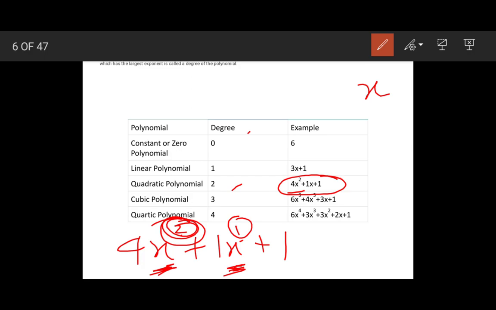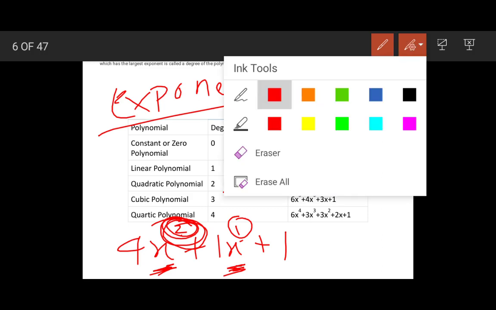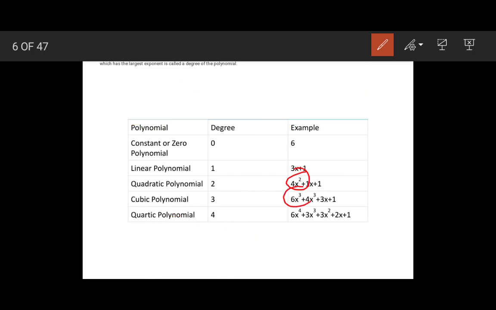Okay, clear? How can we find the degree of a polynomial? The degree of a polynomial is the highest exponent of the expression. You have to find the highest exponent. Exponent means power or degree. Whatever it is raised to is known as the exponent. So find the highest exponent.